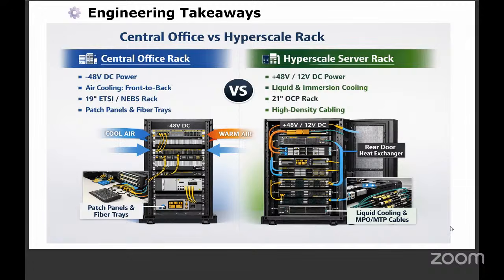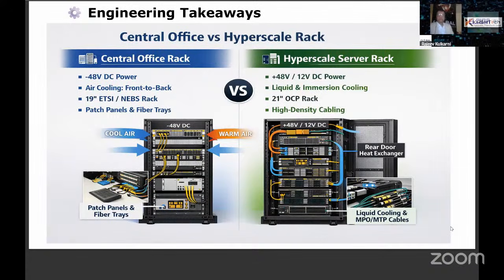Here, some of them are active, some of them are passive cables. Hyperscaler rack: plus 48, plus 12 volts DC power through bus bars, liquid and immersion cooling, 21-inch OCP rack. OCP is another standards company. High density cabling, many times intelligent cabling, rear door heat exchanger, liquid cooling, and optical cables. Optical cables are always there. Next page, please.